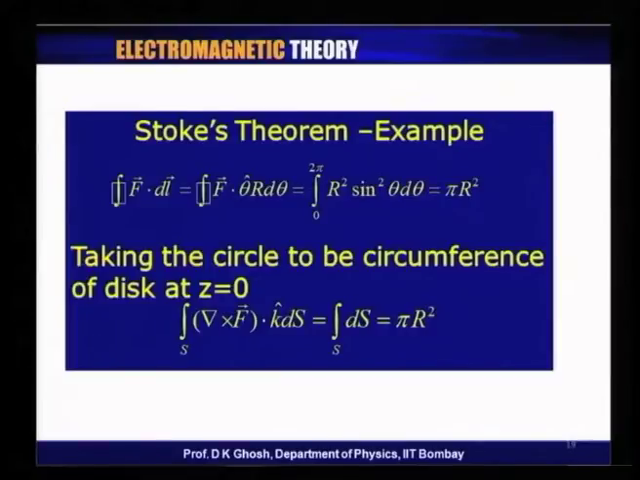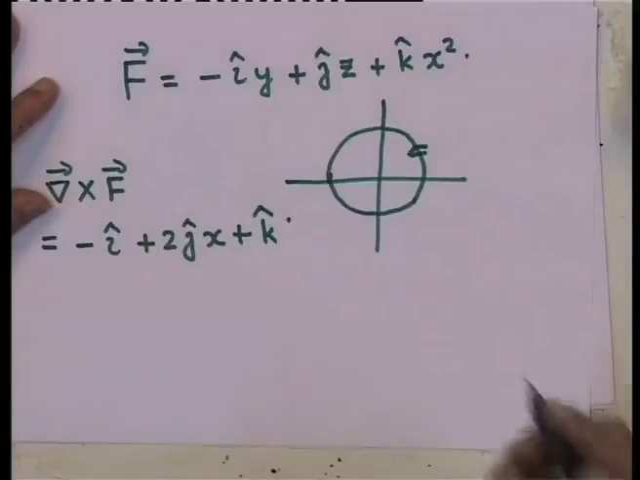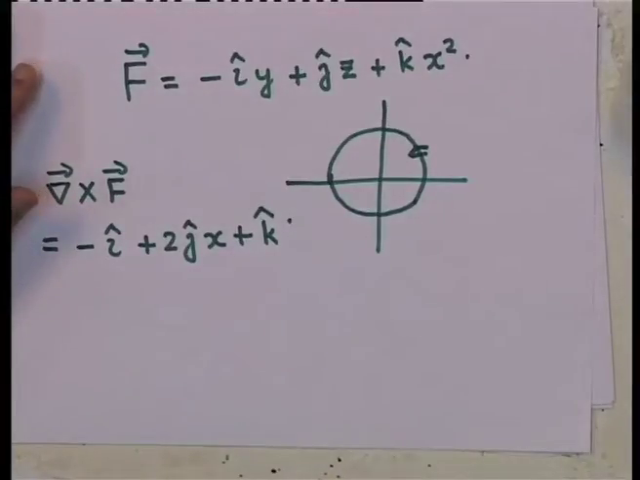Now, let us look at how one calculates f dot dl using the Stokes theorem. First, using this expression that I showed you, you could directly calculate and find this f dot dl, do it as an exercise at home, to be pi r square.